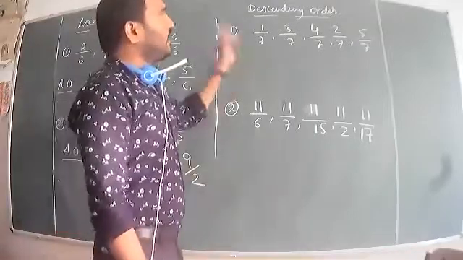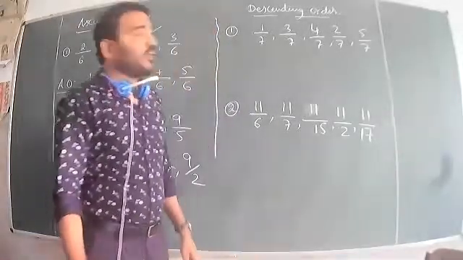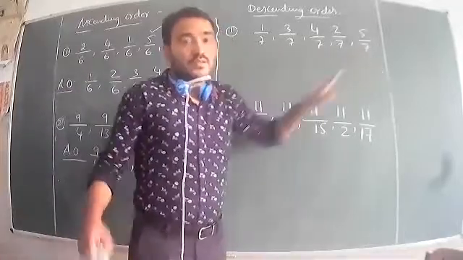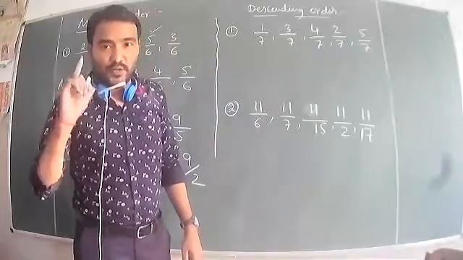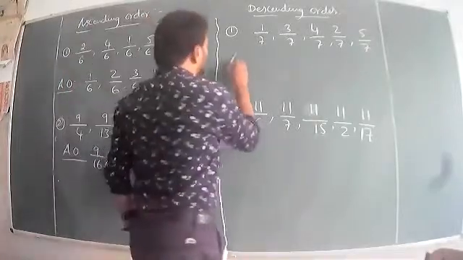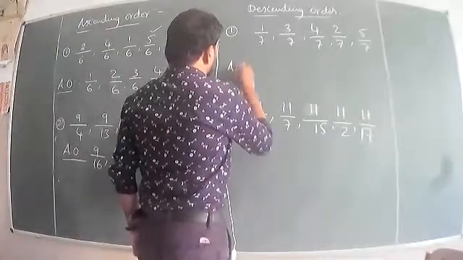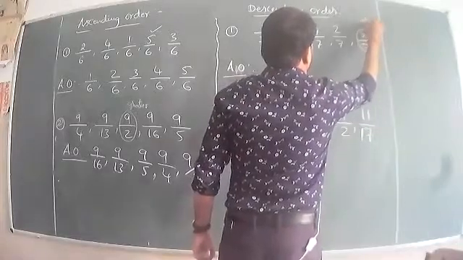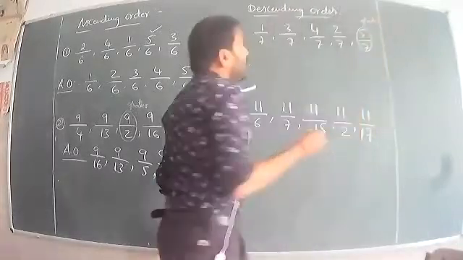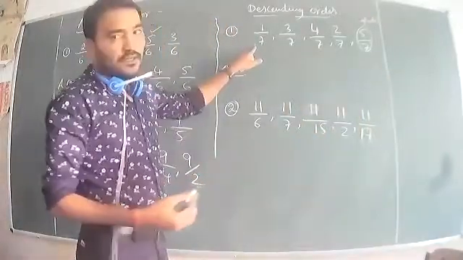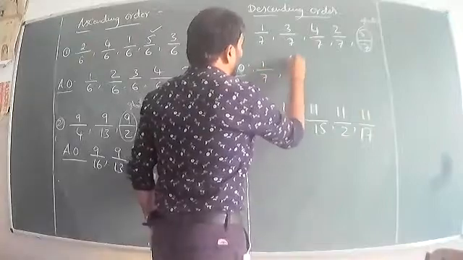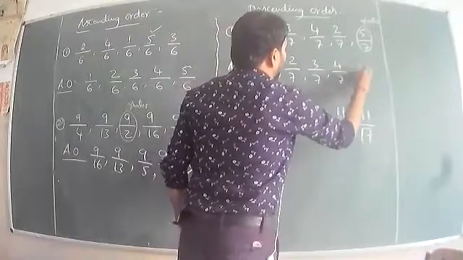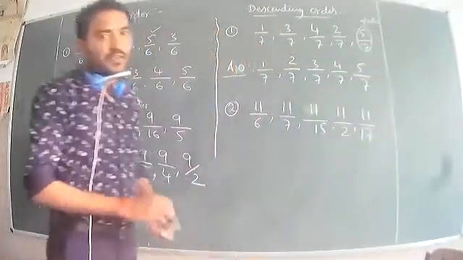Next, look at the descending order. One has the same denominators, another has the same numerator. When the denominators are the same, the greater numerator is greater. Which is the greater numerator here? 5 by 7 is the greater. Which one is smaller? Yes, this is the smaller. We can write it: 1 by 7, 2 by 7, next 3 by 7, 4 by 7, next 5 by 7. Over.